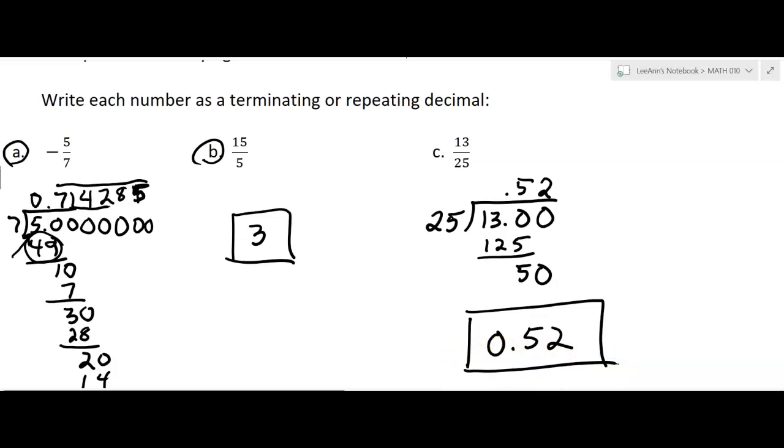So our first one was a repeating decimal. It went on for a while before we got that to repeat. The next one was actually an integer, but that's decimal notation. It just is a 3. And our last one was a terminating decimal 0.52.